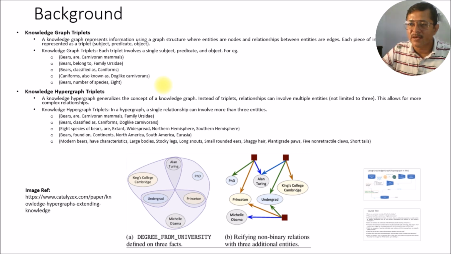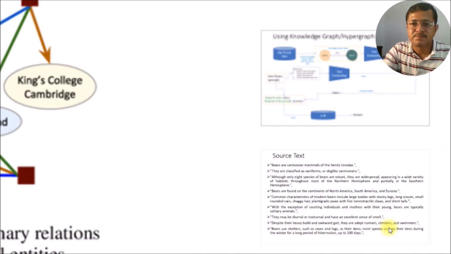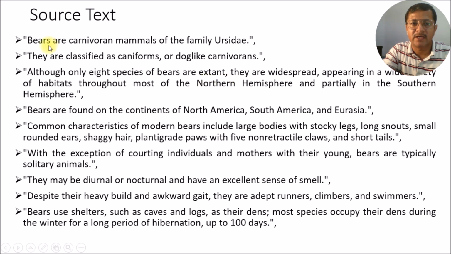So generally we represent the knowledge graph templates as entity 1, entity 2 and the relation between them, or we represent it like a subject, predicate and object. So let us go through a simple example. Suppose we have a simple text related to bear, that bear is a carnivorous mammal, and a lot of different information that we collected from a Wikipedia document and collected here.